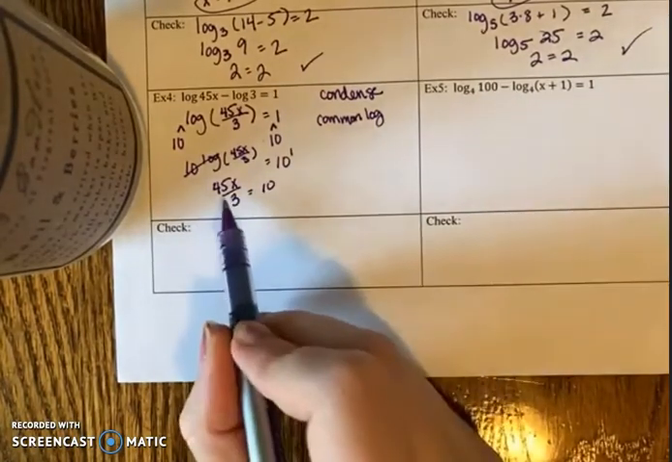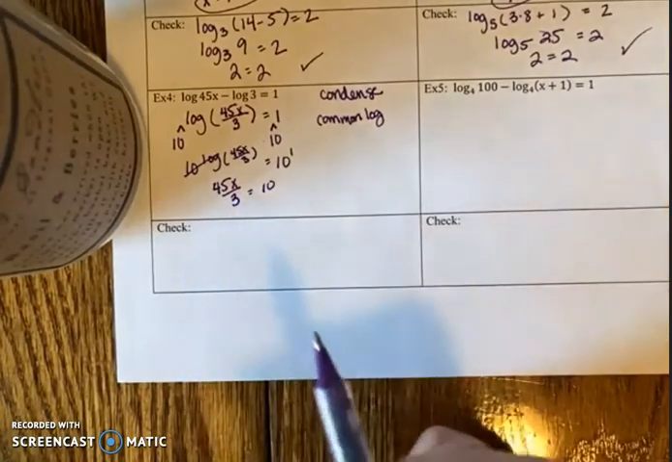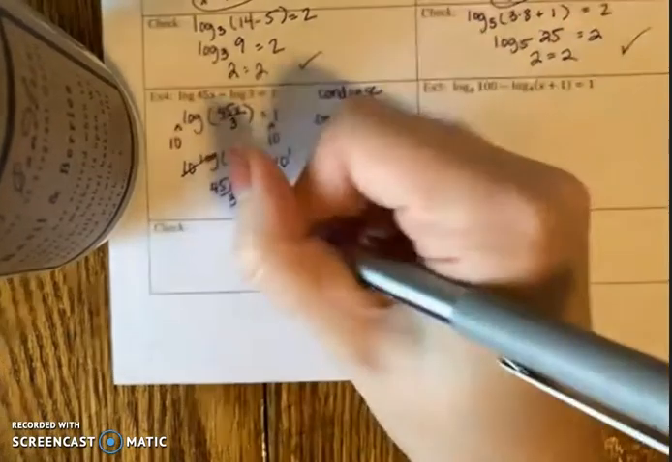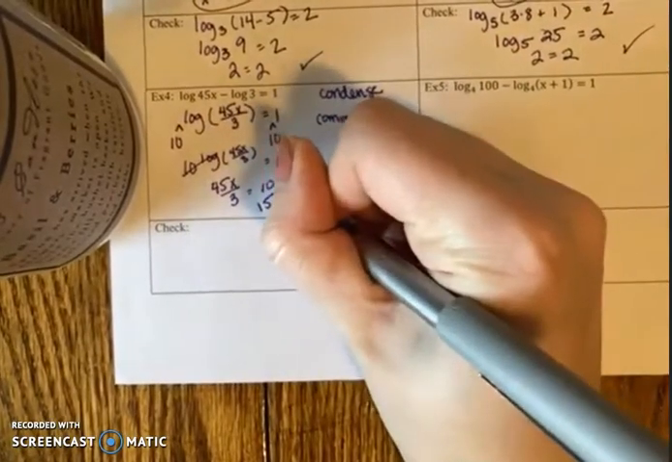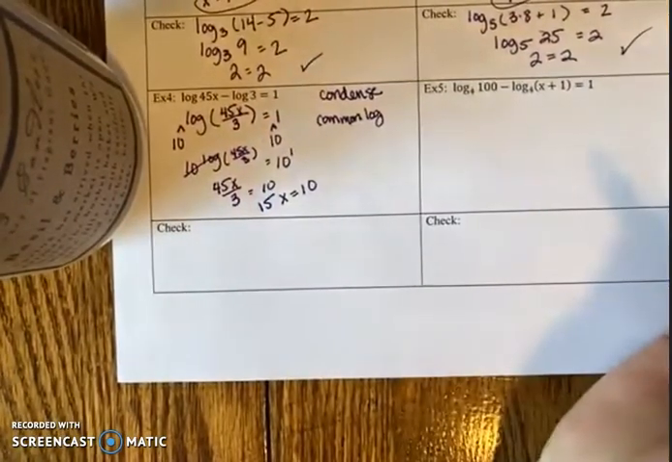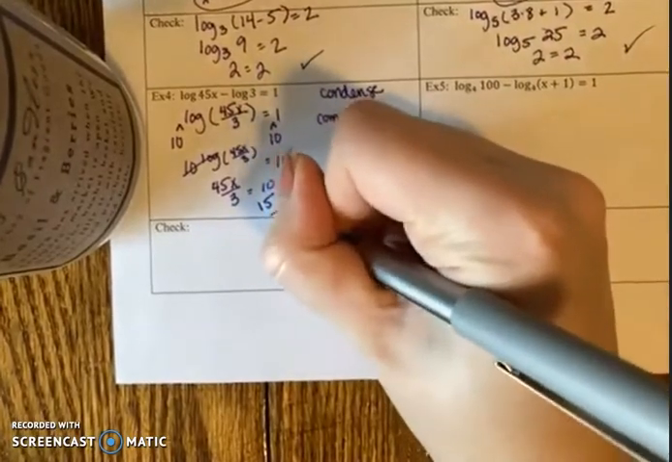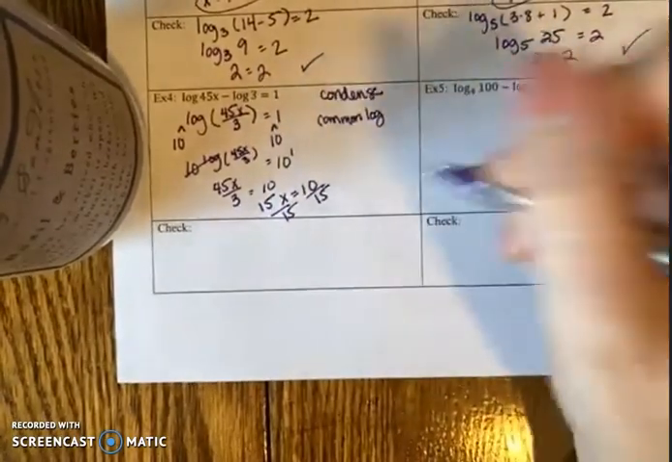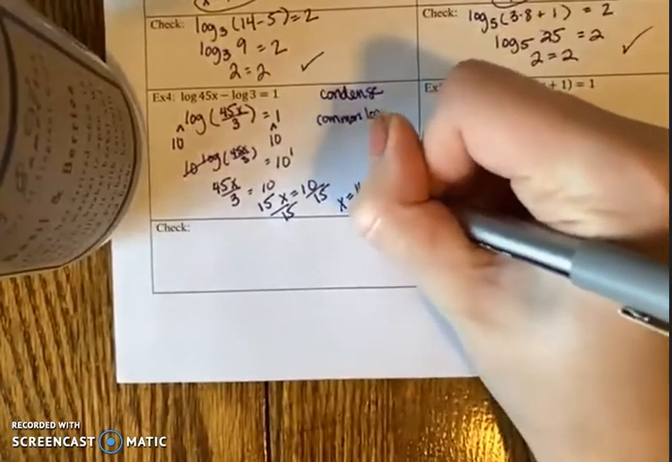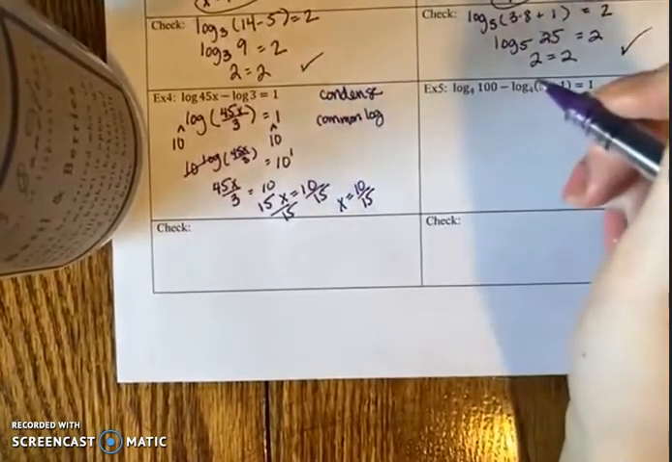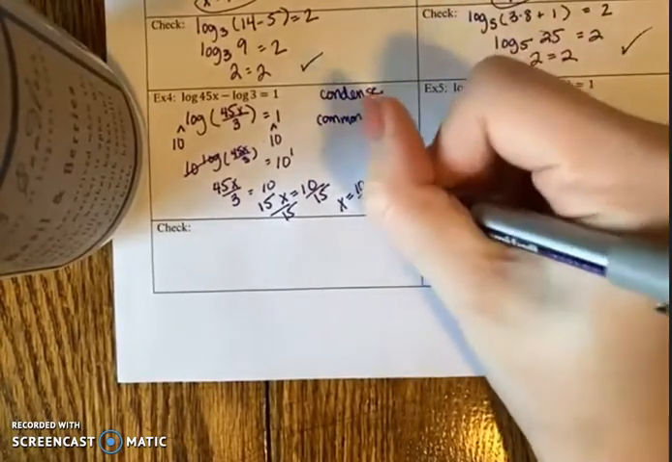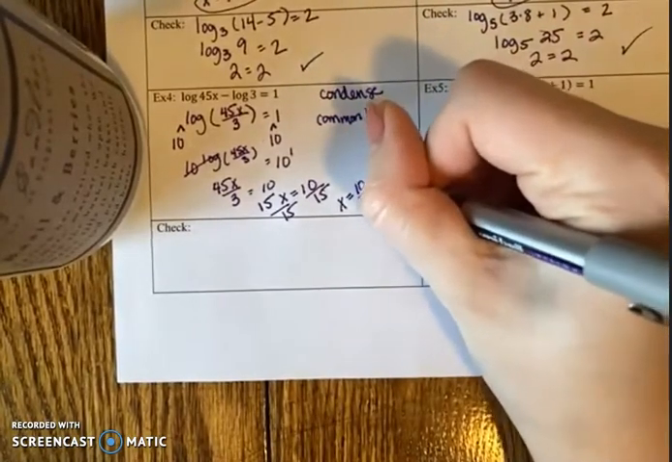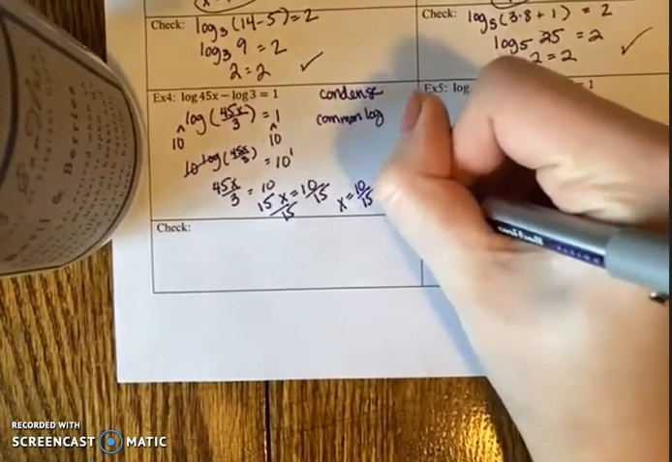Or I do see 45 divided by 3. That's just 15, isn't it? So I could do 15x equals 10. And now I'm going to divide each side by 15. So x equals 10/15. This is not an appropriate answer because it's not simplified. Both of these numbers are divisible by 5. So really, x is 2/3.